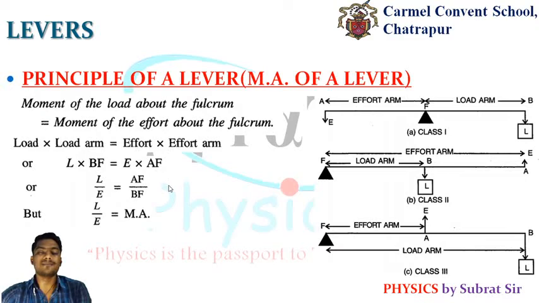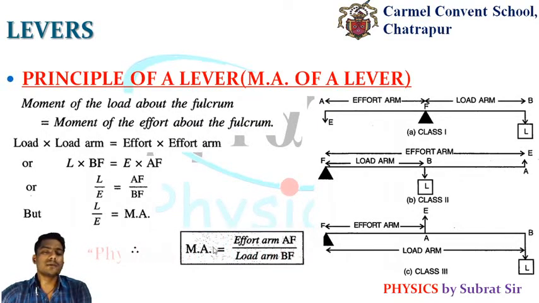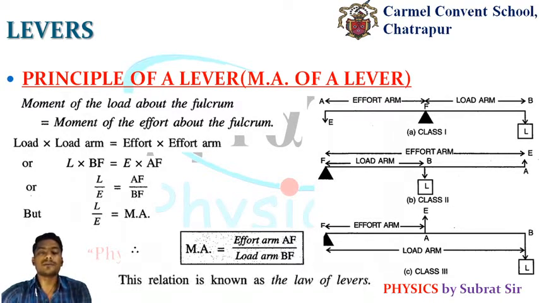So we know that effort arm by load arm gives you the mechanical advantage. Then we can write MA is equal to effort arm AF divided by load arm BF. So here we can replace L by E with MA, we'll get the mechanical advantage equals effort arm AF divided by load arm BF. Okay, so this is all about the principle of lever, and it is also known as the law of levers.